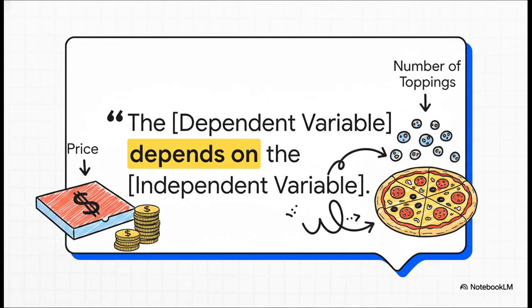Okay, this right here is basically the ultimate cheat code for figuring this stuff out. Just try plugging your two things into this simple sentence: the blank depends on the blank. So for our pizza example, the price depends on the number of toppings. See, it makes perfect sense. That tells you right away that price is the dependent one and toppings are independent. Seriously, this little sentence is going to be your most powerful detective tool.